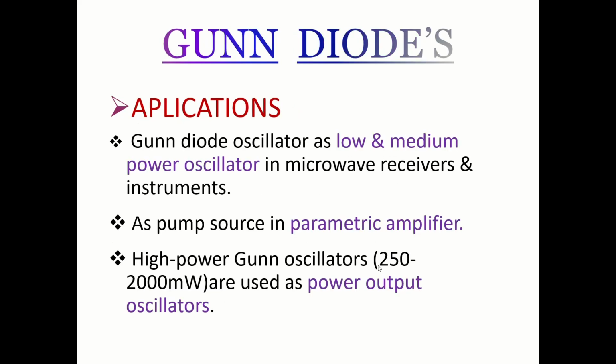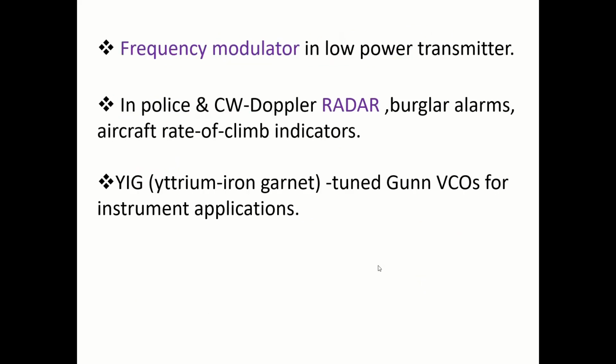Then these Gunn diodes are used in oscillators as low and medium power oscillators, in microwave receivers and instruments. These types of Gunn diodes also work as a pump source in parametric amplifiers. High power Gunn oscillators are used as power output oscillators, which generate 250 to 2000 milliwatts of power. Also, this type of Gunn diode is used in a frequency modulator in low power transmitters. It is also used in continuous wave Doppler radar, burglar alarms, aircraft radar, or climb indicators. These are again such applications where Gunn diodes are used.